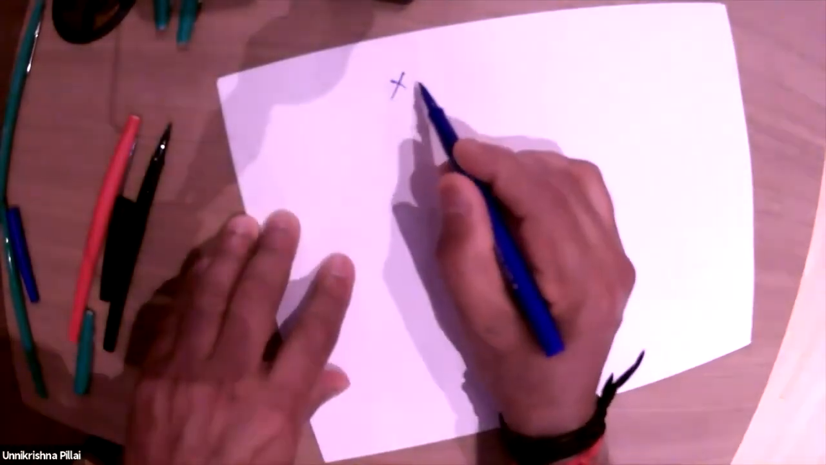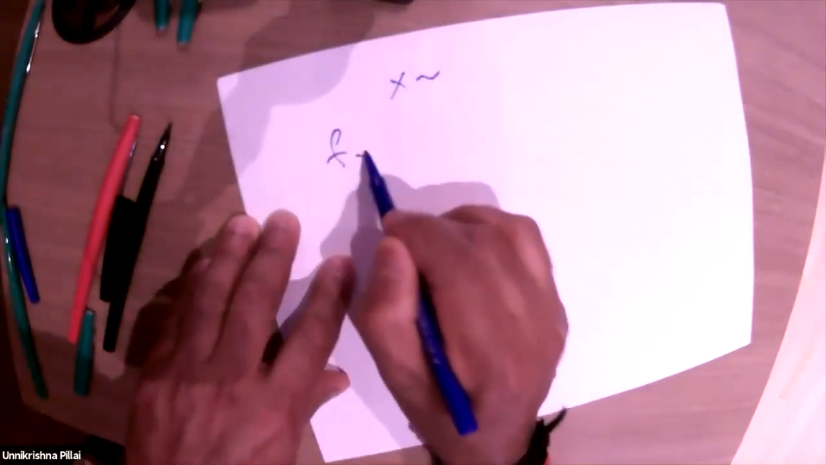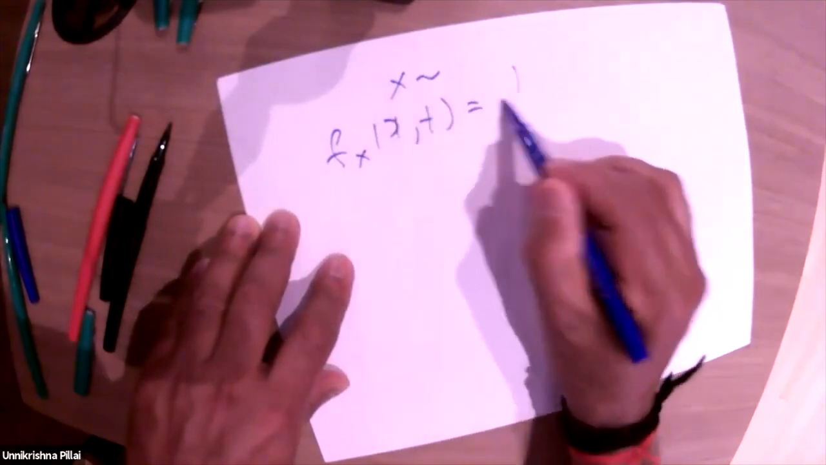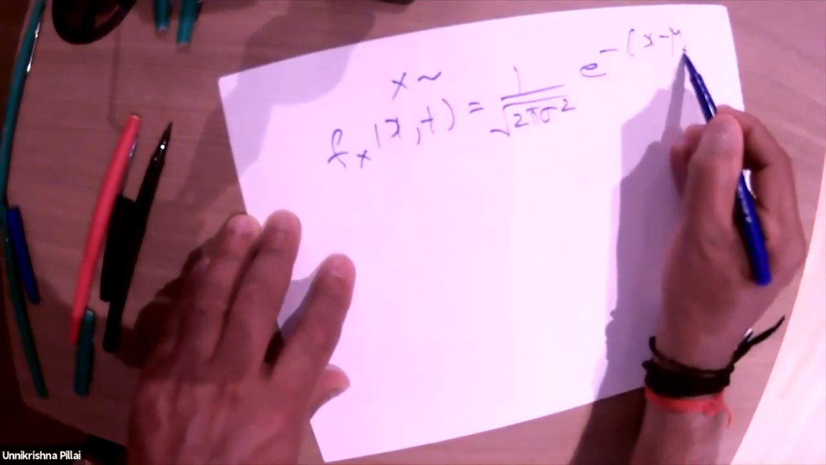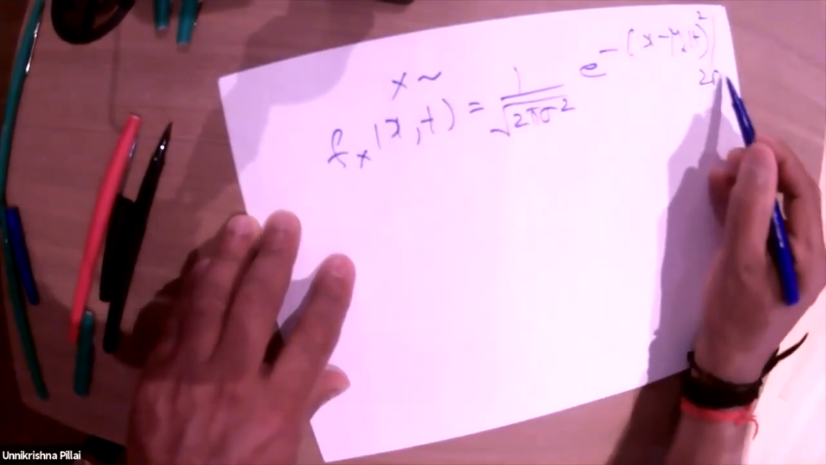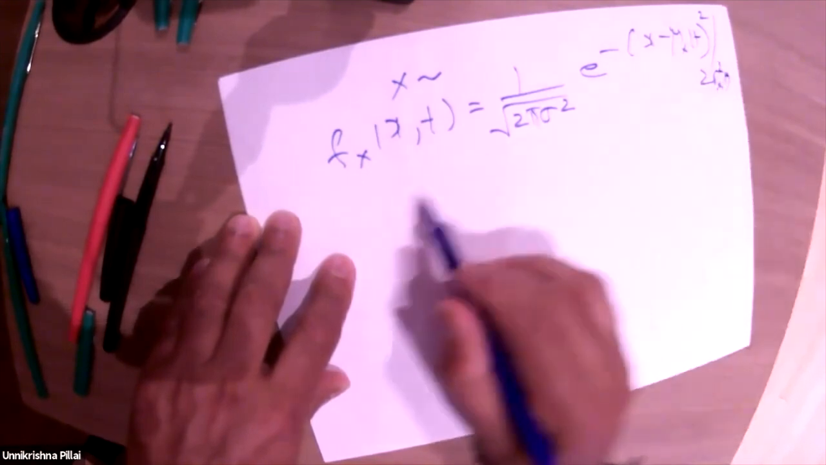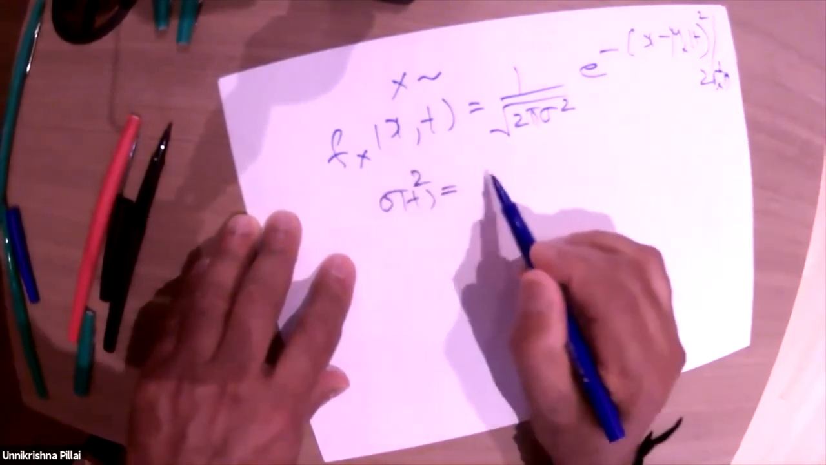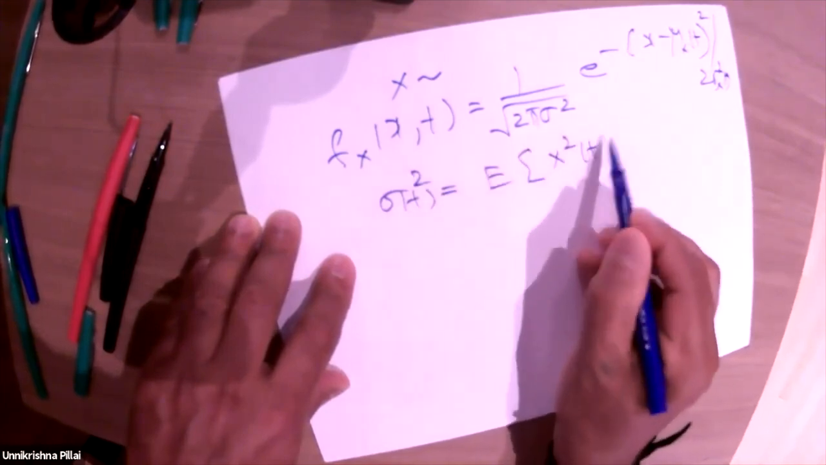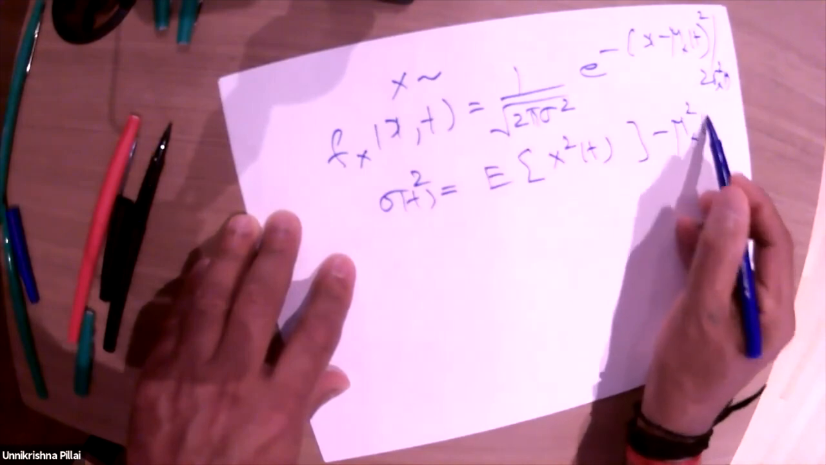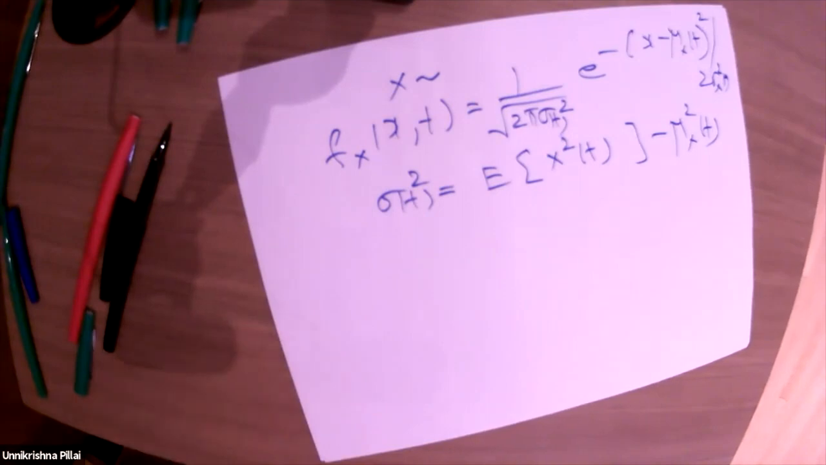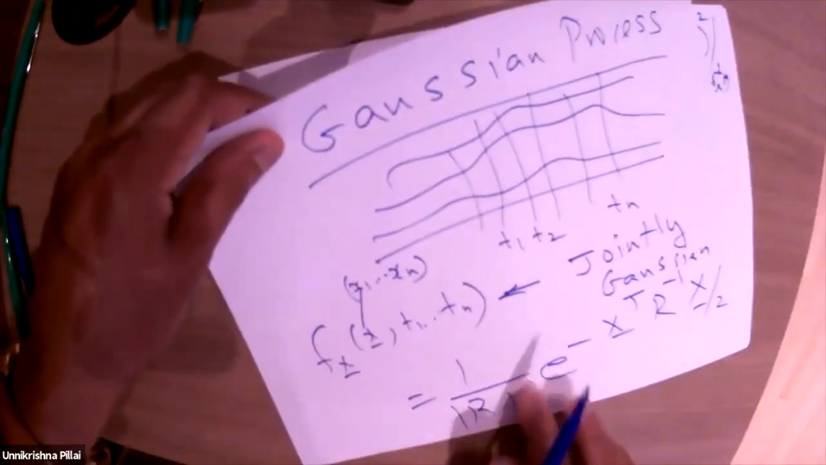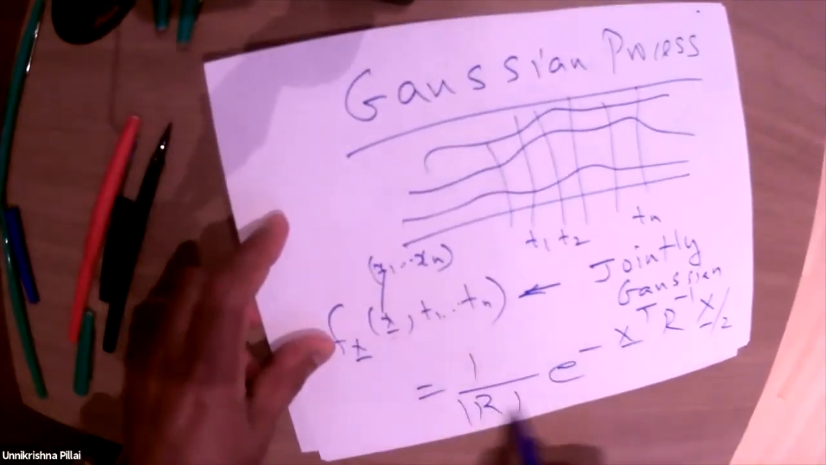Of course, if x is Gaussian, then the f x of x comma t will look like what we learned, 1 over square root of 2 pi sigma squared e raised to minus, and the sigma squared t is expected value of x squared minus mu x squared t, right? So this is sigma squared t. That's the one order density function. I don't know whether we discussed this, but I can easily derive this. A joint density function of n Gaussian random variables will look like this.